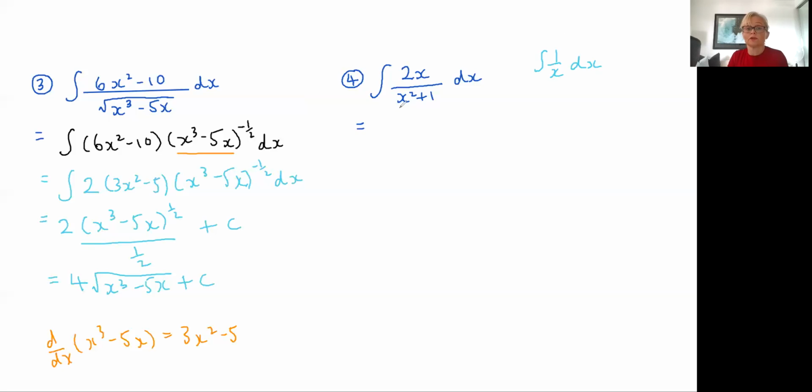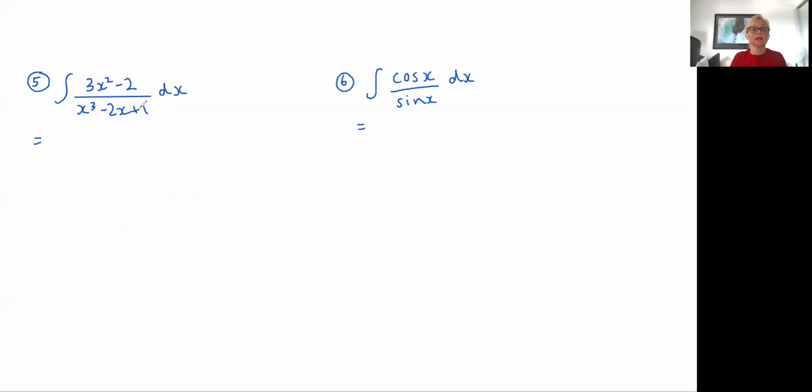Now, the derivative of x squared plus 1 is 2x. It's just sitting right there for us perfectly. So this is just natural log of x squared plus 1 plus our c. If we want to check if we're right, when you differentiate that back again, you're going to get 1 over x squared plus 1 times the derivative of that, which is 2x. All right, let's do a few more.